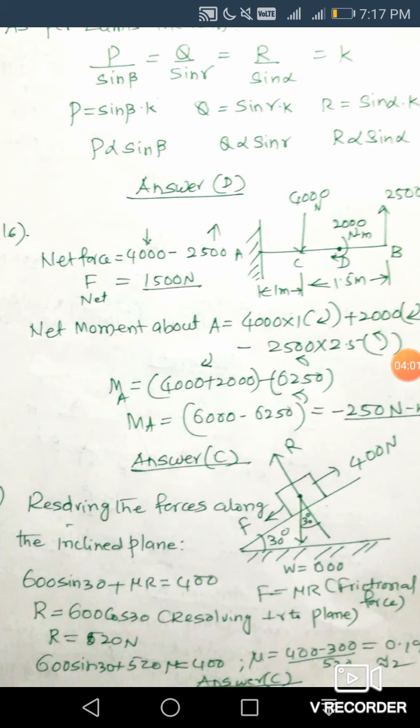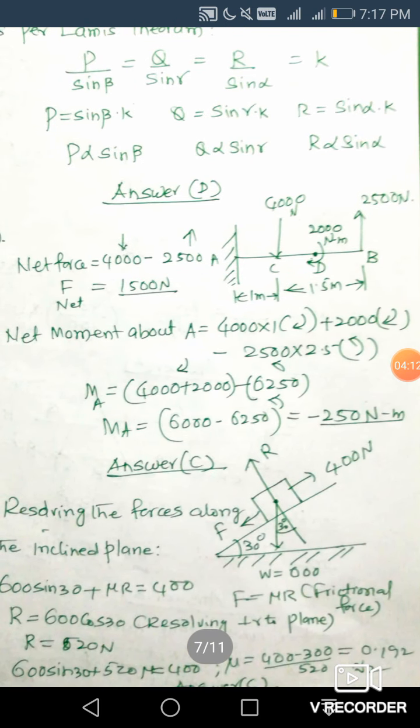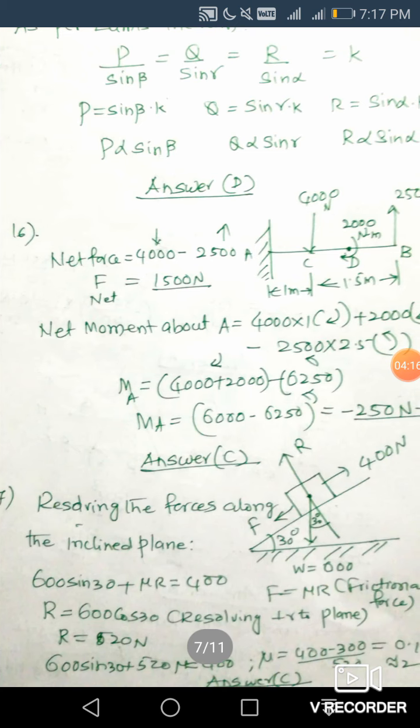So R is equal to 600 cos 30. So that is nothing but 520 newtons. Substituting them, I will get mu is equal to (400 minus 200) by 520. So approximately it is coming around 0.192. This is approximately 0.2. So you can choose the answer accordingly. So your answer is C.